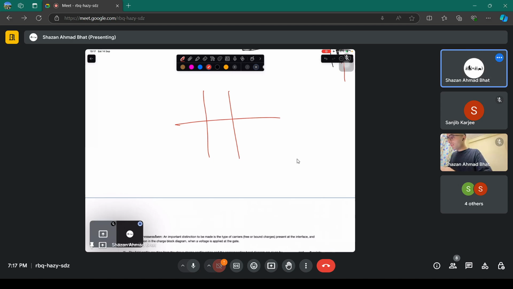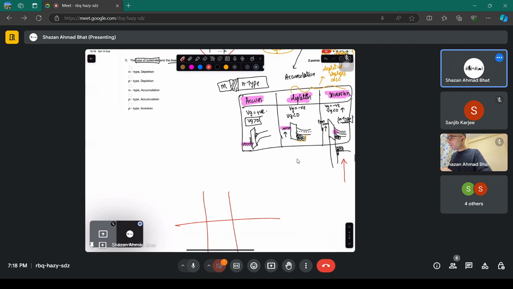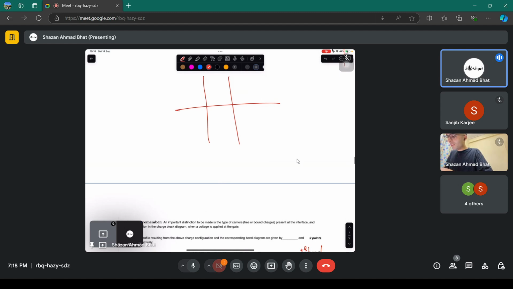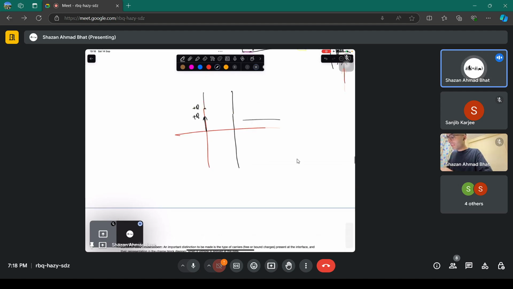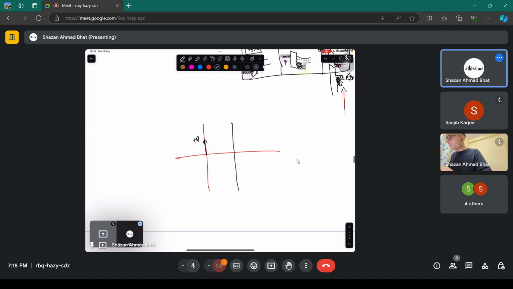You would have got some particular charge here, plus q. If this is inverted, then there is a hole concentration basically here, because this was n type. It got inverted to p type. That's why this is called inversion. So there is a positive charge and there is a hole concentration.